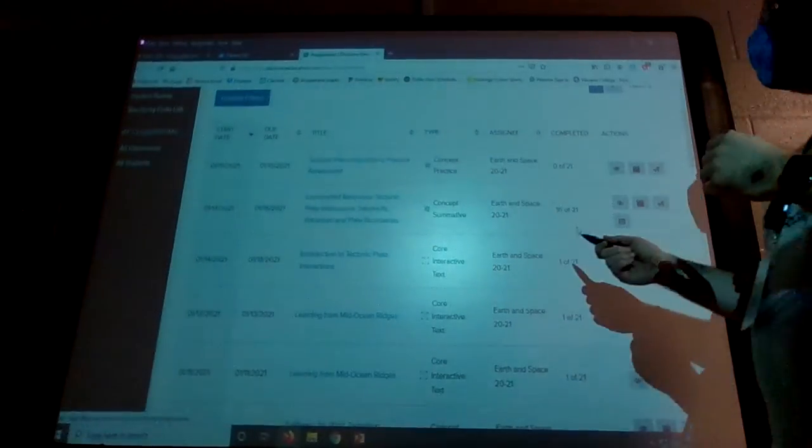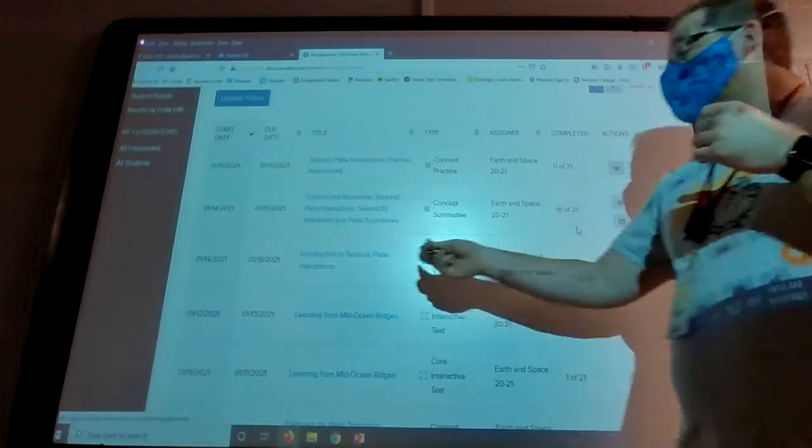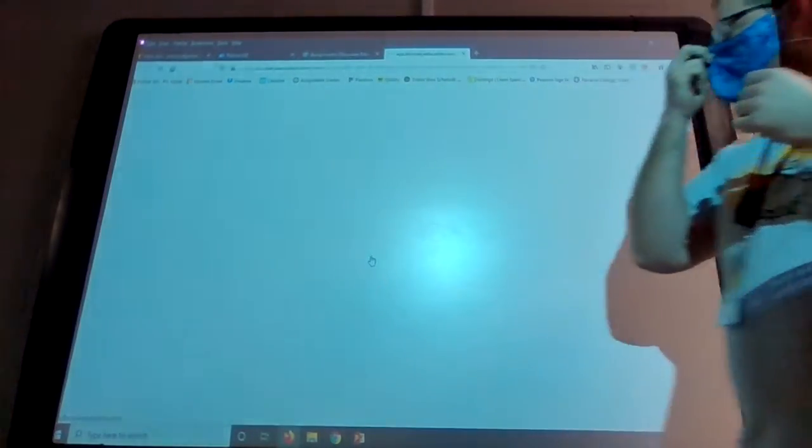So that's what we're doing today. The reading is also assigned, so please click on the reading and take a look at that, and don't just guess your way through the multiple choice questions.